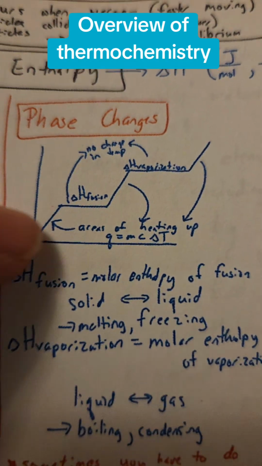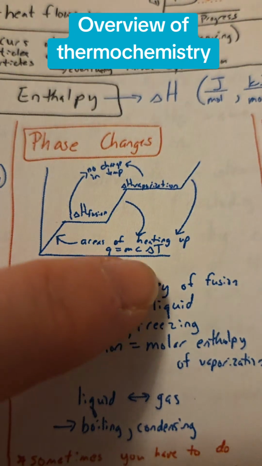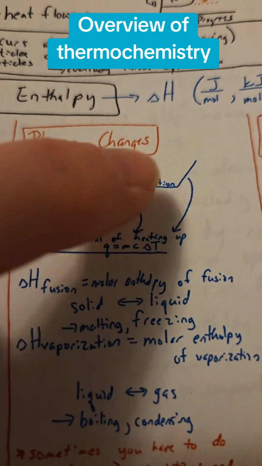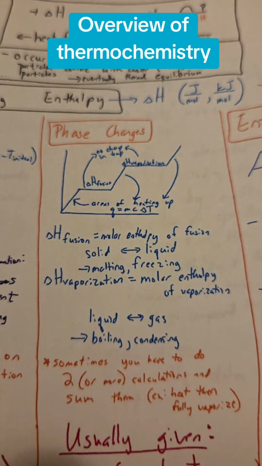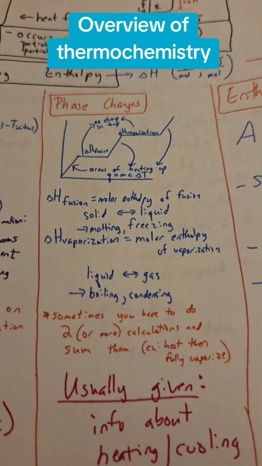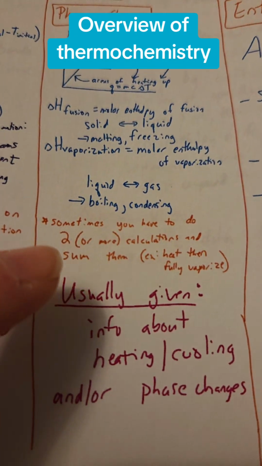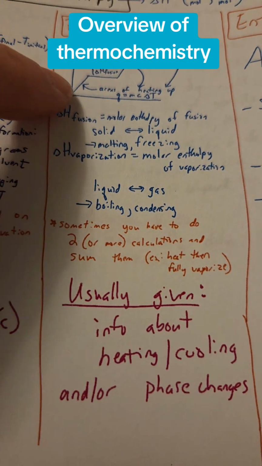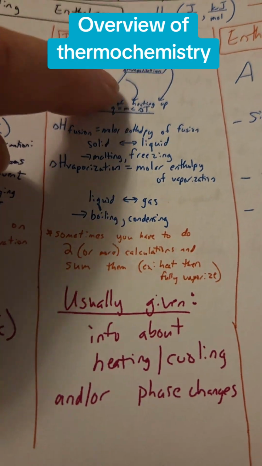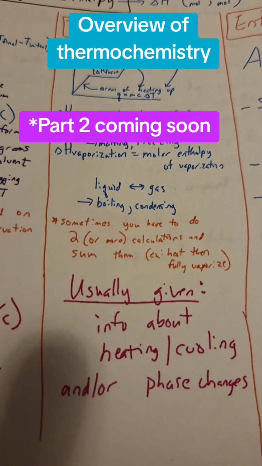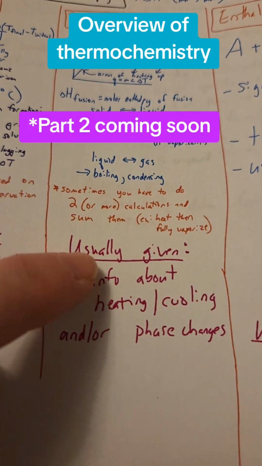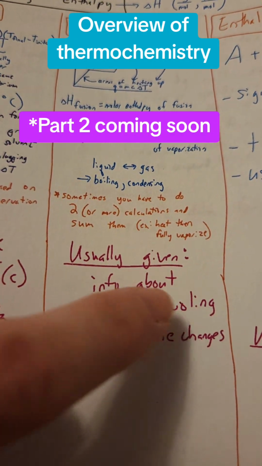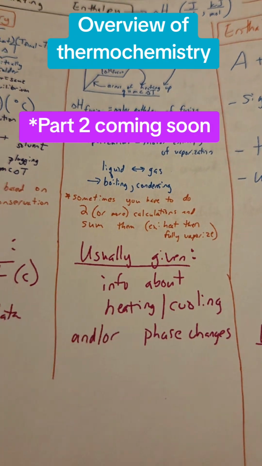So in these rising parts of this graph, you're going to do Q is equal to mc delta T. Here you're going to do calculations with delta H of fusion or vaporization, which you can really just treat as a unit conversion. Sometimes you have to do two or more calculations and sum them. For example, if you're going to heat up a solid and then fully melt it, or heat up a liquid and then fully vaporize it. Usually you're given information about the heating or cooling that you're doing and or phase changes.